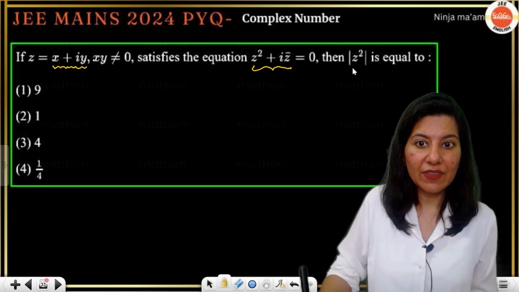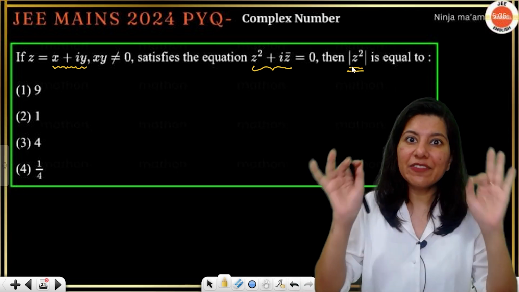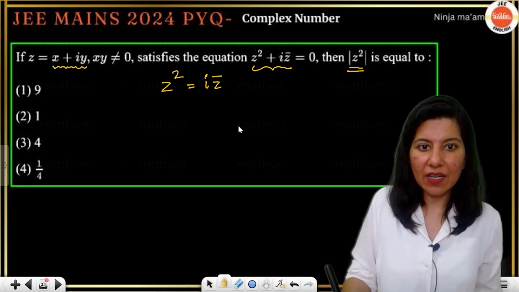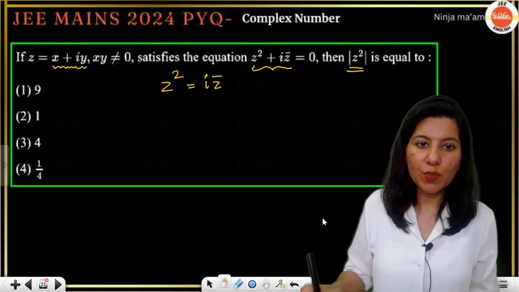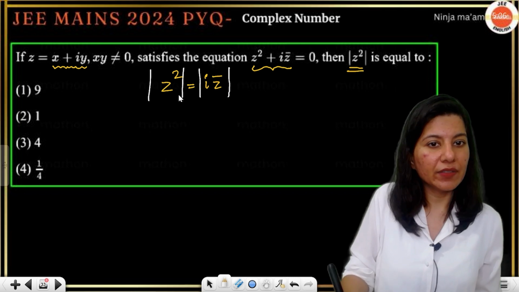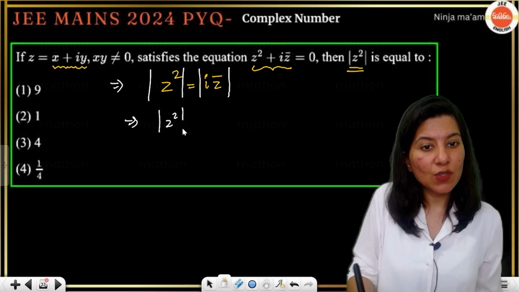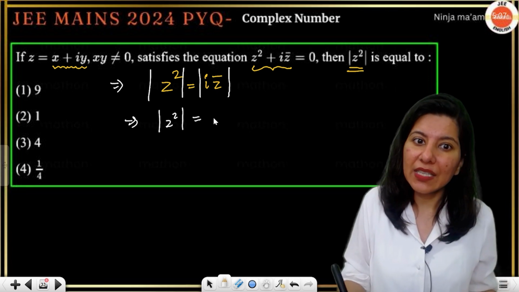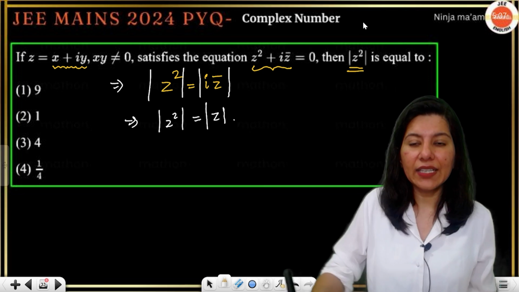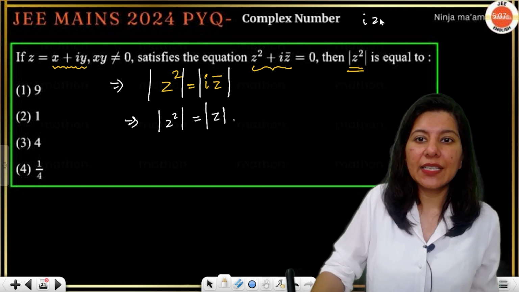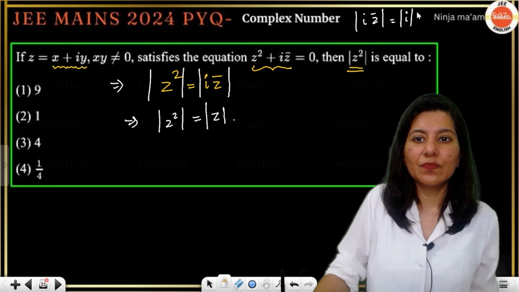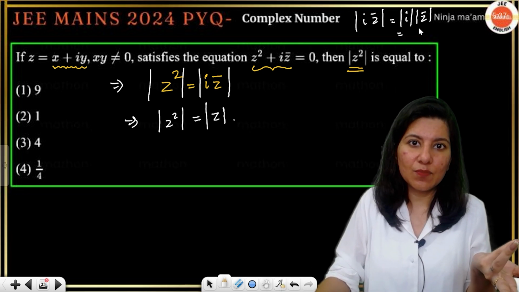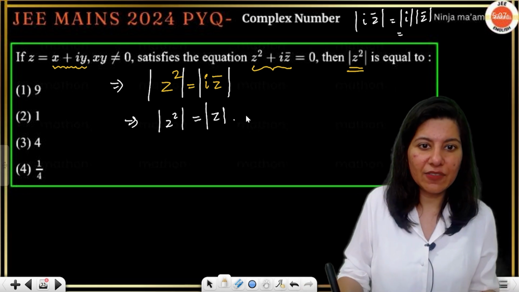satisfies this equation. Then we are looking for mod z square. Okay. So very first thing which we are going to do is z square is equals to iota z bar. If you take mod both the sides, it will become mod z square is equals to mod of iota z bar. Mod iota is 1, mod z bar is mod z. Right? So this is the first equation which we are getting.